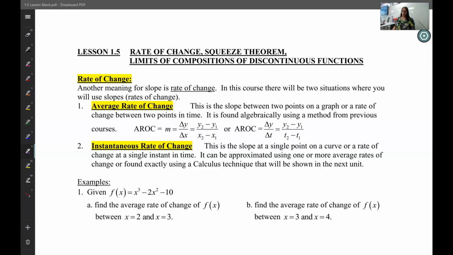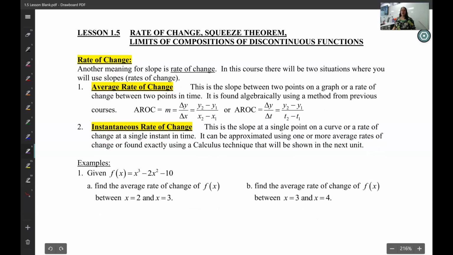Welcome to lesson 1.5. We have three main different things we're going to talk about in this lesson. The first one is rate of change, and this shouldn't be a new topic. We have two types of rate of change. The first one you should have learned in junior high. That is average rate of change. And that is your classic slope formula.